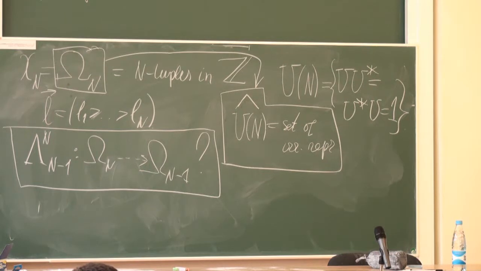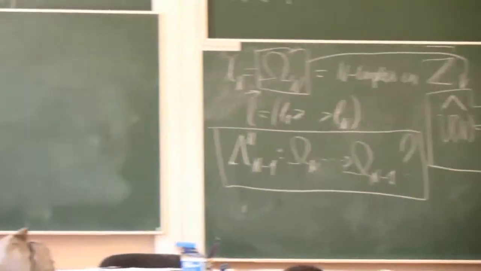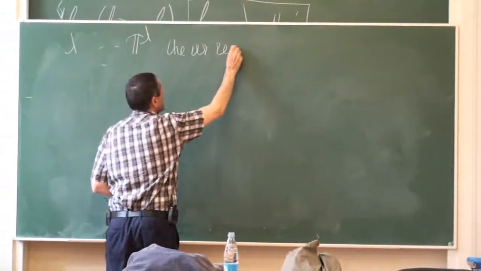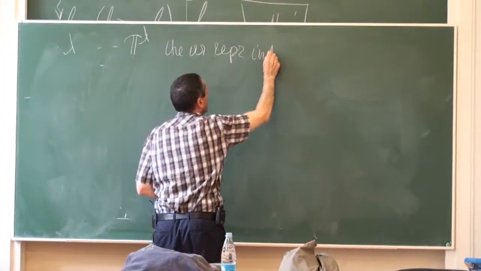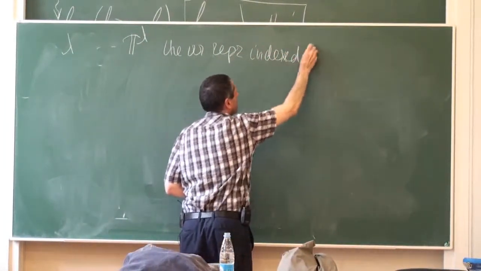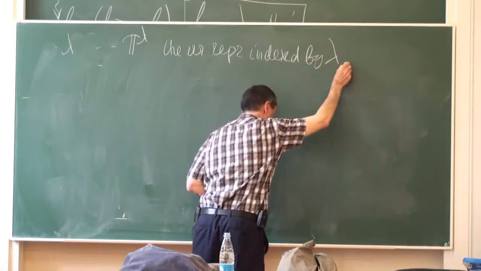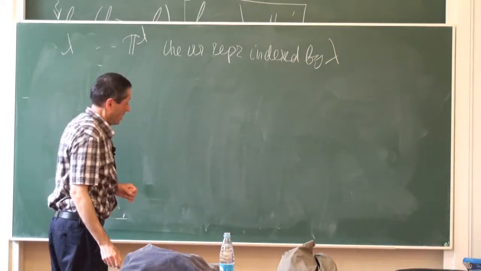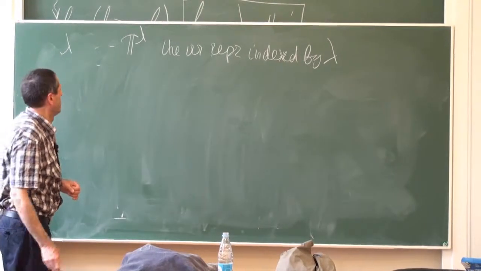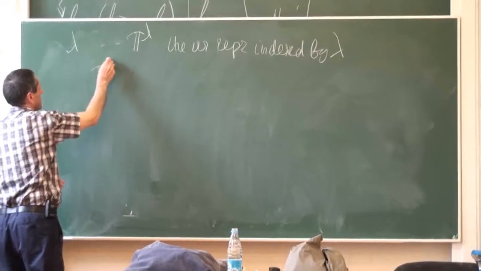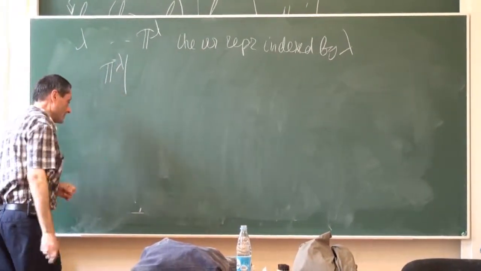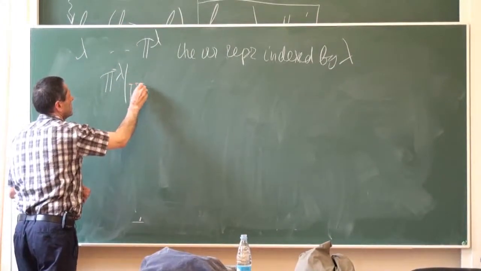So given lambda, a signature, I will denote by pi lambda the irreducible representation indexed by lambda. And the following results hold. Take this representation and restrict it to this smaller subgroup.